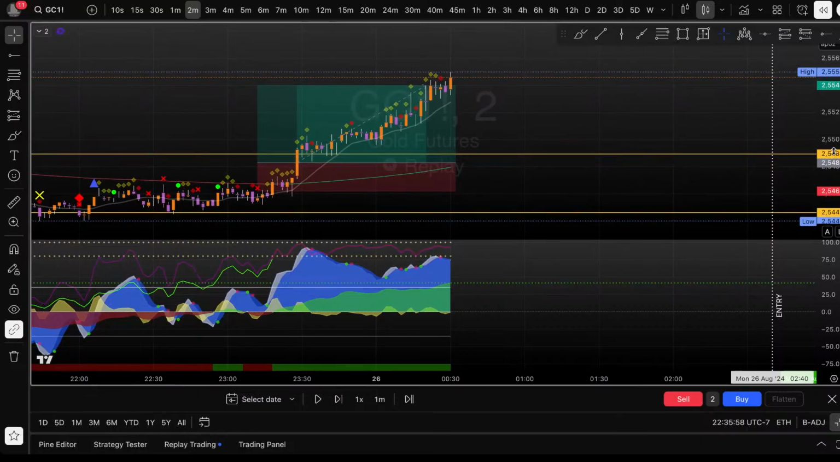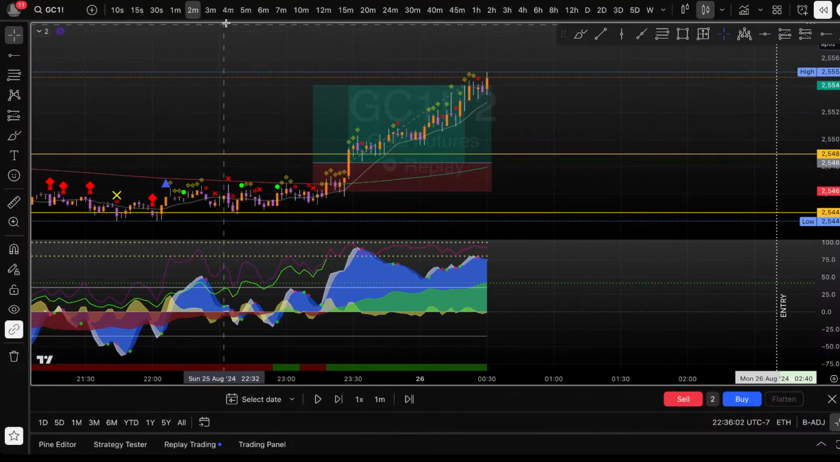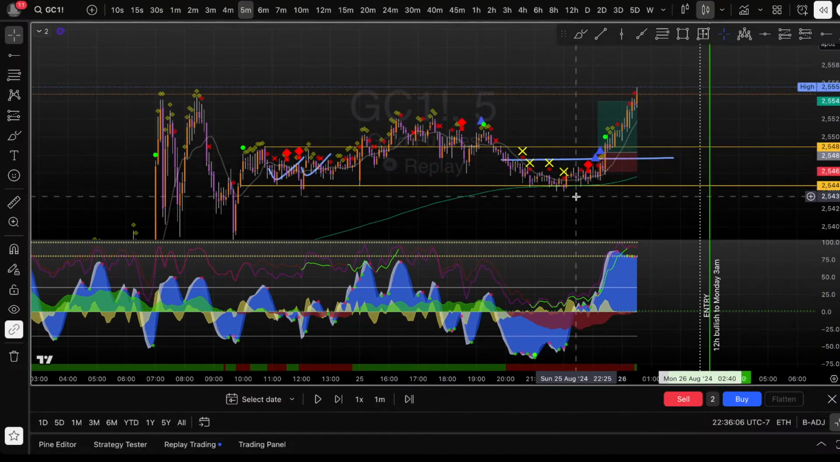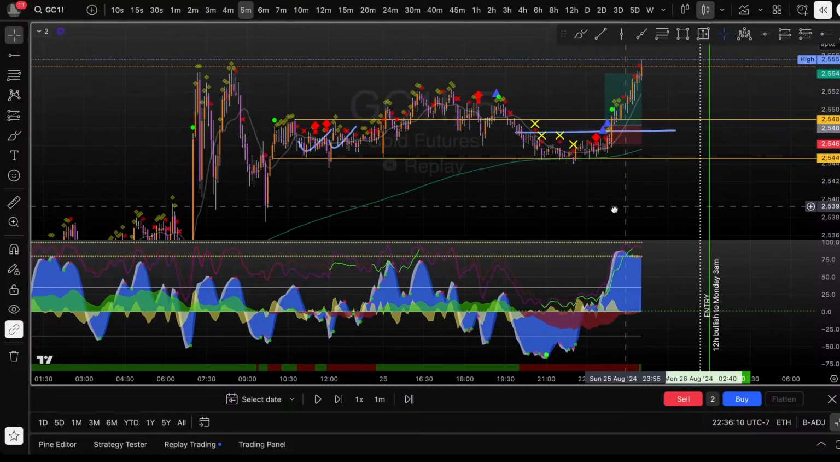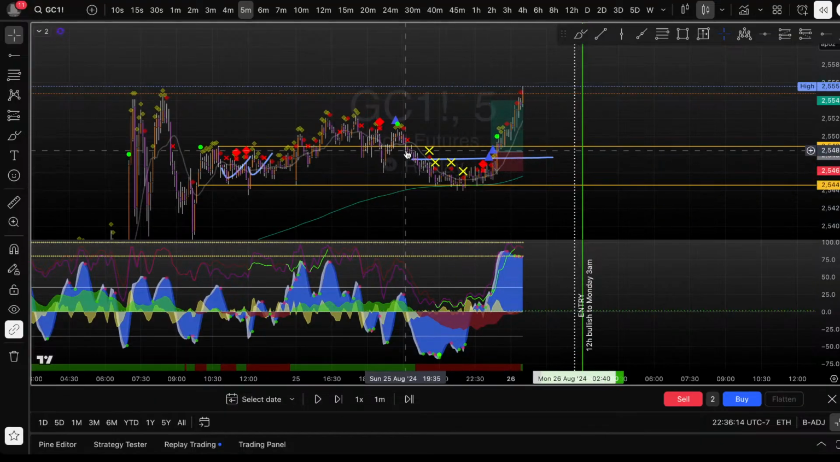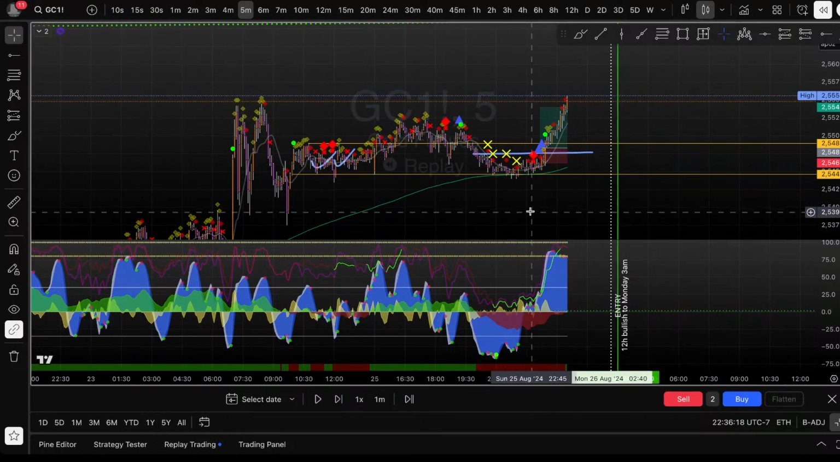You know, let's say I'm taking profit here because of where we're at. Look at this. We called it right here. That was a fantastic trade, folks.